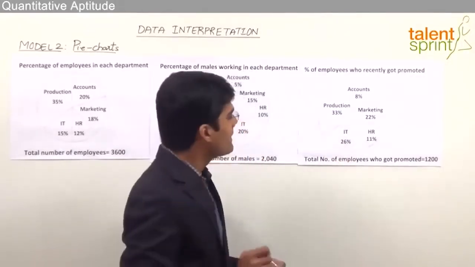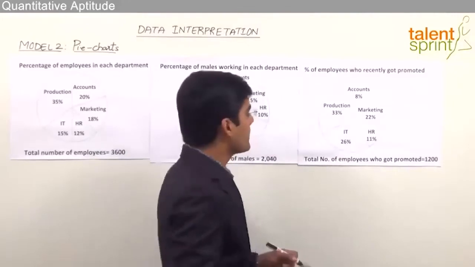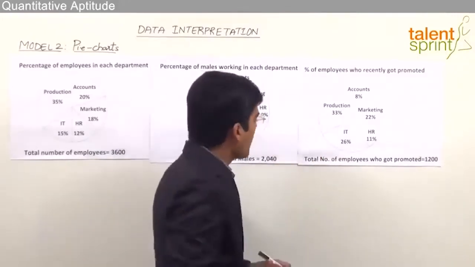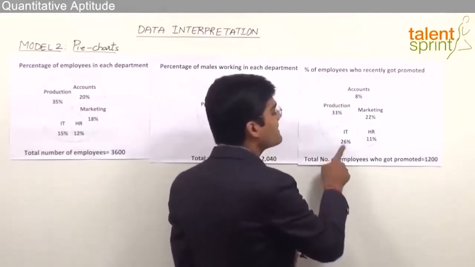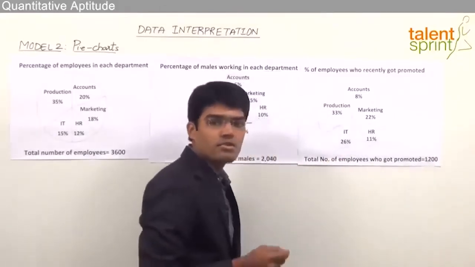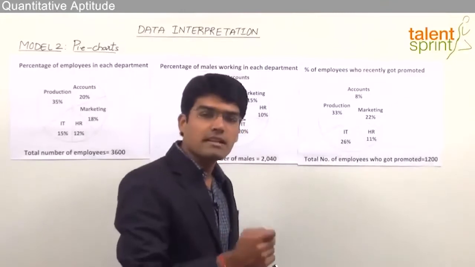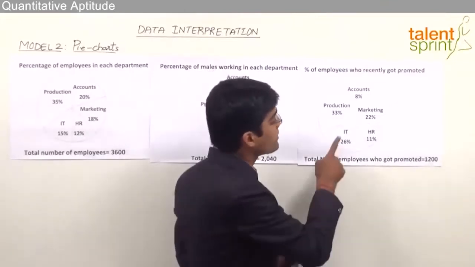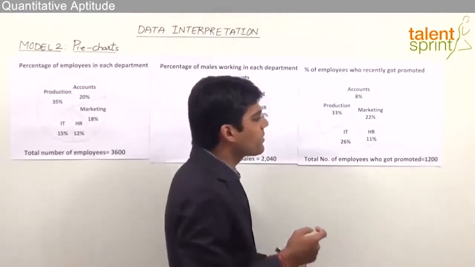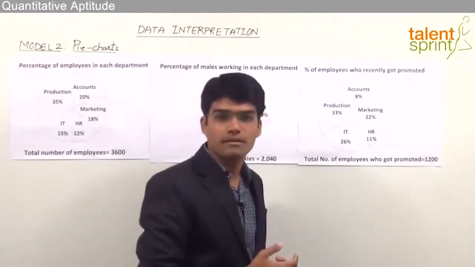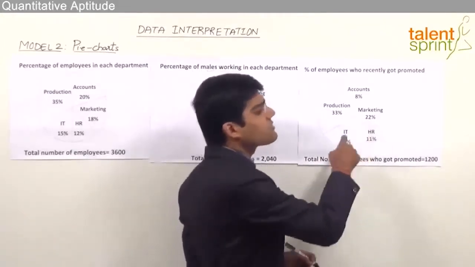For example, let's say how many employees got promoted in IT department. IT department's share here is 26%. So answer should be 26% of 1200. So 26% of 1200 gives us the number of employees who got promoted from IT department. Likewise, we have to find out the number of employees who got promoted from marketing department. So marketing department's share here is 22%.